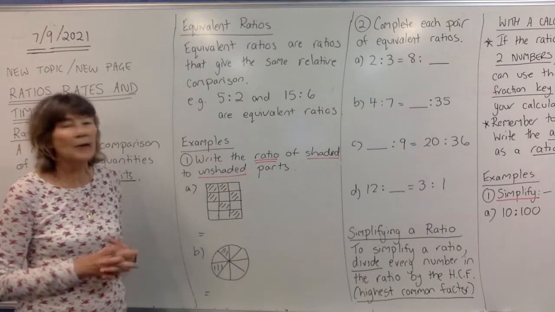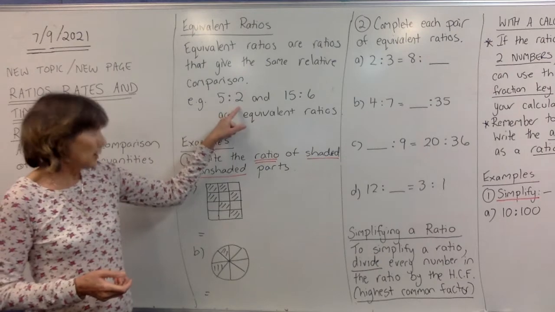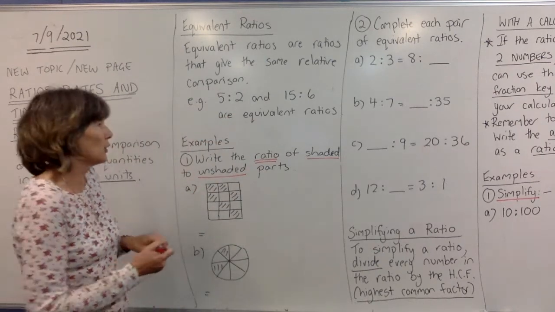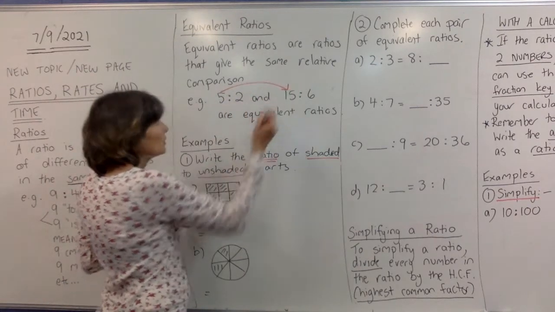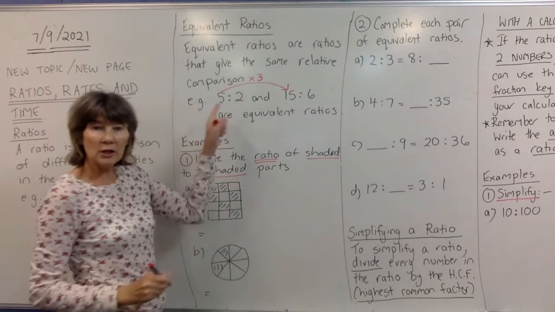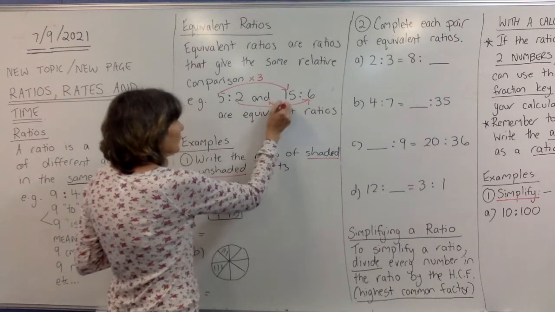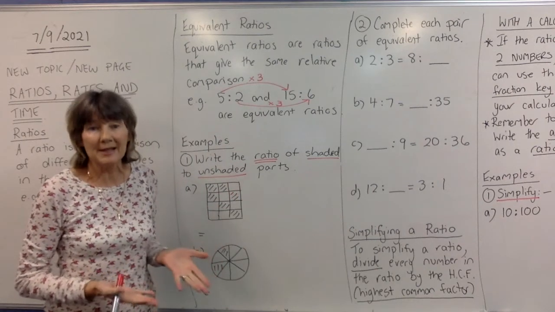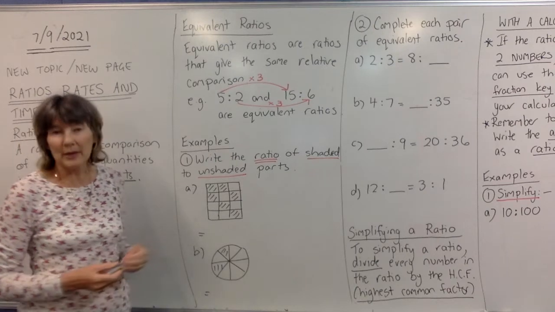Okay, now equivalent ratios, it's like equivalent fractions. They're ratios that have the same relative comparison. So for instance, if we have 5 to 2 and 15 to 6, they are equivalent ratios. The reason for that is if I get the 5, to get to 15 I am timesing by 3, and to get from 2 to 6 I also am timesing by 3. So if you're multiplying by that same number, you are getting an equivalent ratio.